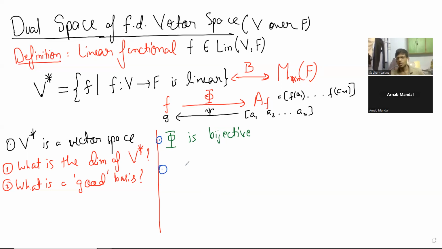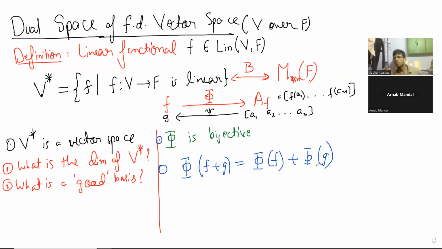Okay, now you have to just check that if you take phi, this thing, and if you take two functions f and g, then this will just be this. And this I will leave for homework.